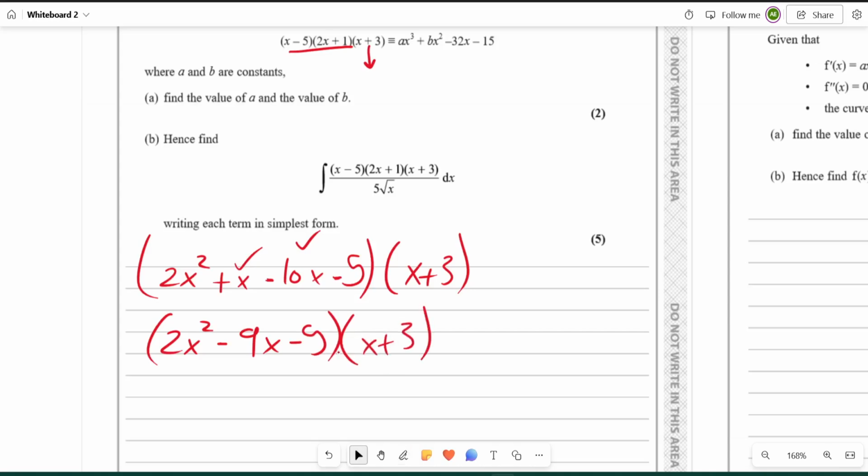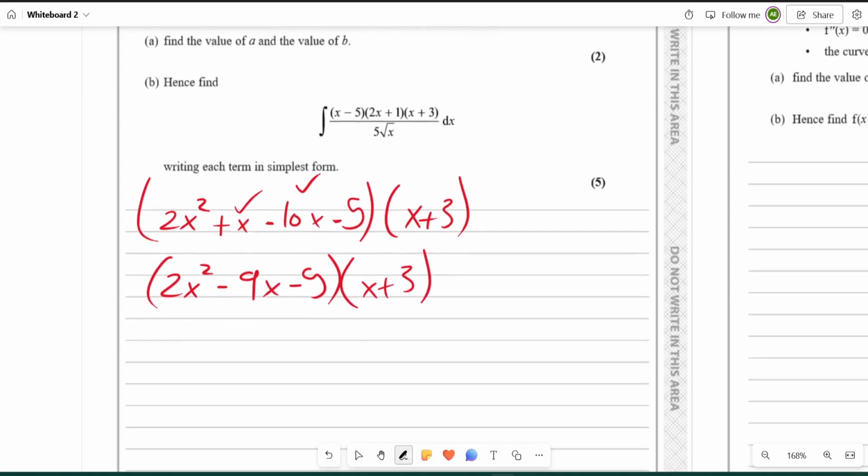So let's multiply again. 2x squared times x is 2x cubed. 2x squared times 3 is basically plus 6x squared. Minus 9x times x is minus 9x squared. Minus 9x times 3 is minus 27x. Minus 5 times x is minus 5x. And finally, minus 5 times 3 is minus 15.